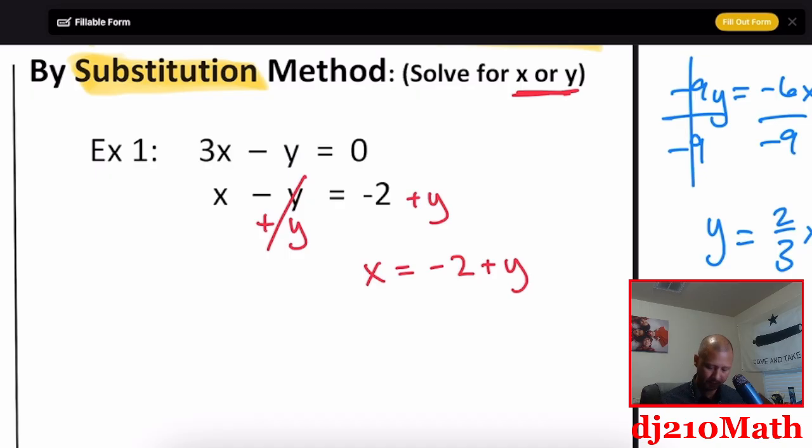Okay, here's the deal. Now that we solved for one variable, we're going to sub that variable into the other equation. That's the key. You have to sub it into the other equation. You can't sub it into the one that you just solved. Otherwise, it's not going to work out.